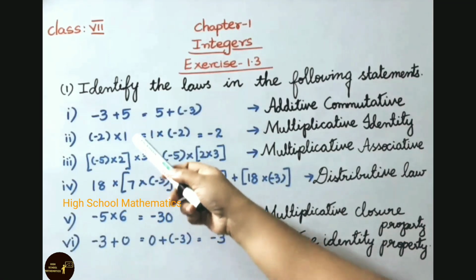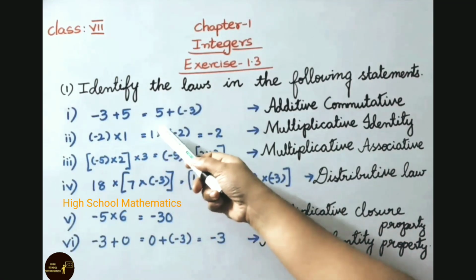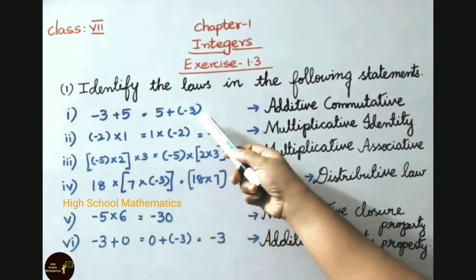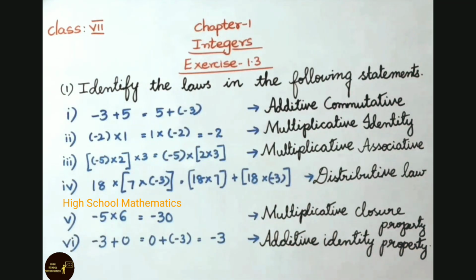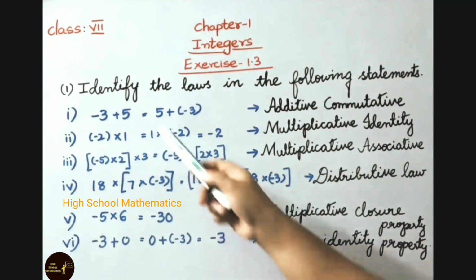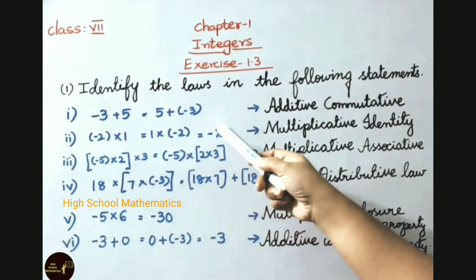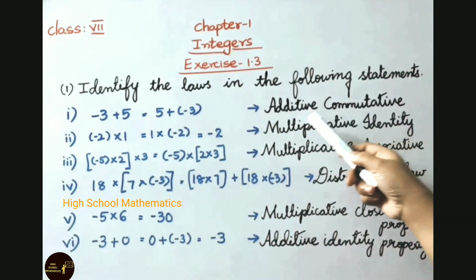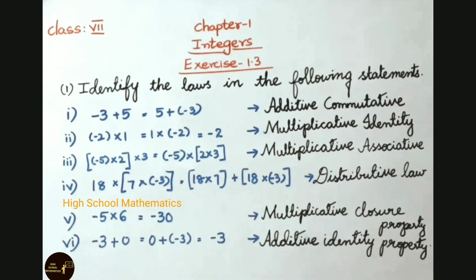See the first one. Minus 3 plus 5 equals 5 plus minus 3. It is looking like the commutative property under addition, that is a plus b equals b plus a. So we can write here additive commutative property or commutative property under addition.